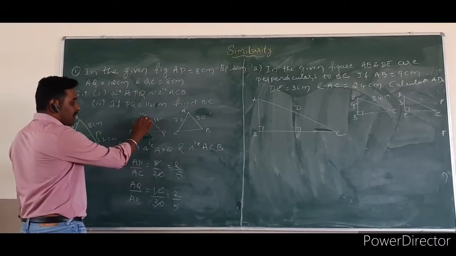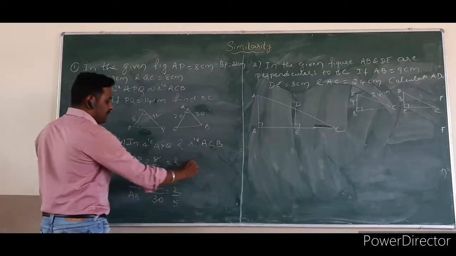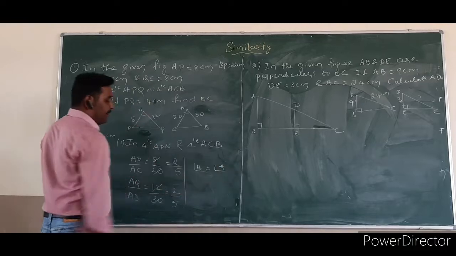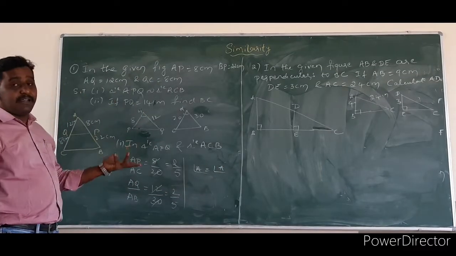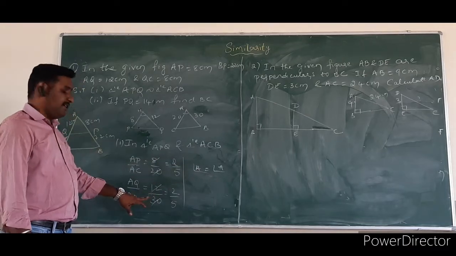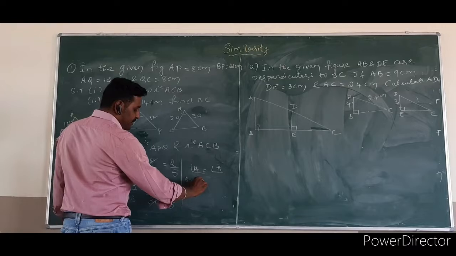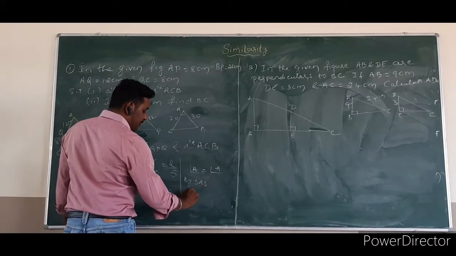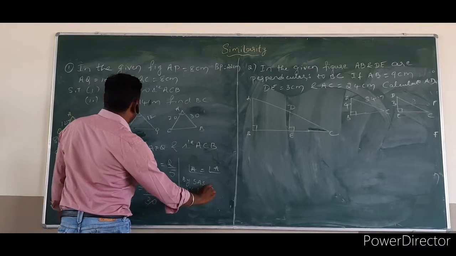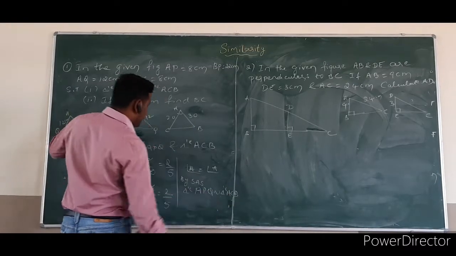So here, look at the angle. Two angles are equal. Corresponding angles are equal. That is, angle A is equal to angle A. So we can easily say which condition is satisfied here. Side, angle, side. Side, angle, side. So here you write by SAS postulate, triangle APQ similar to triangle ACB.